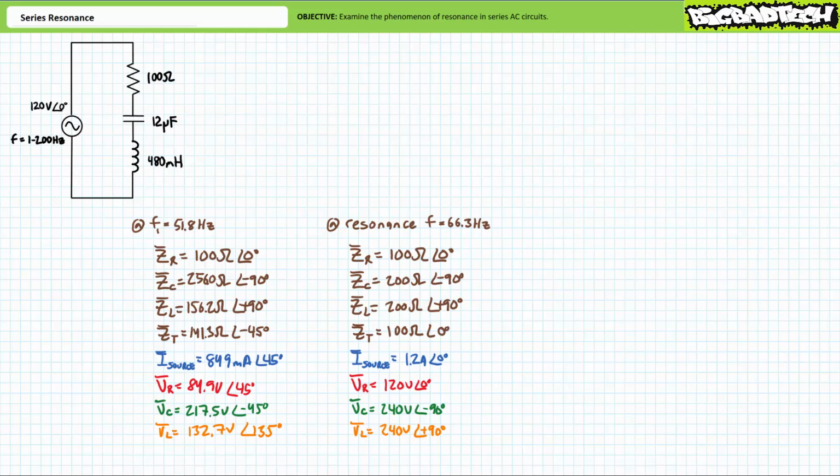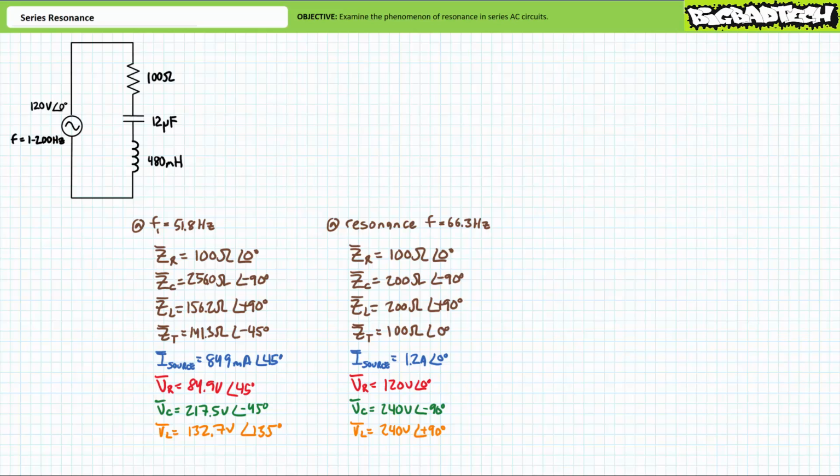Application of Ohm's law demonstrates source current at the lower half power frequency will be approximately 849 milliamperes at an angle of 45 degrees. This verifies our earlier expectations. Note current leads by 45 degrees for this capacitive arrangement at the lower half power frequency. Let's now examine voltage distribution within this series circuit at the lower half power frequency. An application of Ohm's law demonstrates voltage across the resistor will be 84.9 volts at an angle of 45 degrees. Another application of Ohm's law demonstrates voltage across the capacitor will be 217.5 volts at an angle of -45 degrees. And finally, yet another application of Ohm's law demonstrates voltage across the inductor will be equal to 132.7 volts at an angle of 135 degrees.